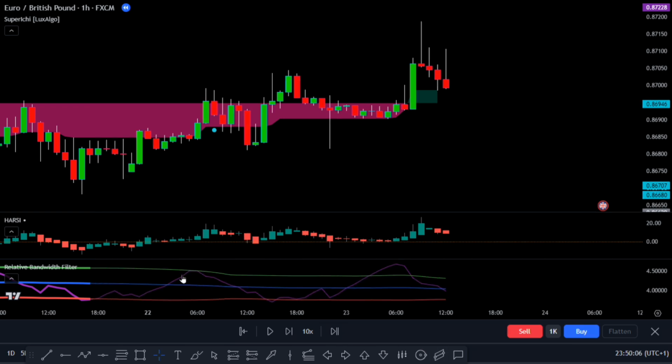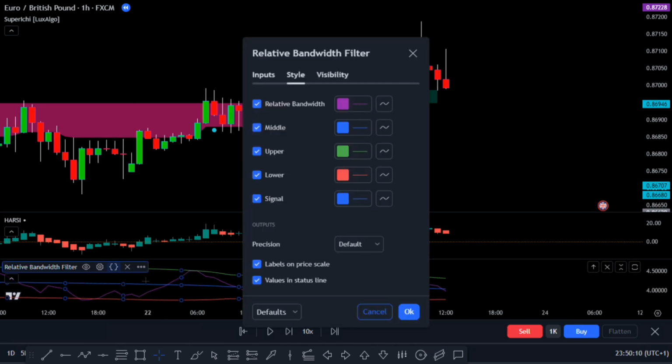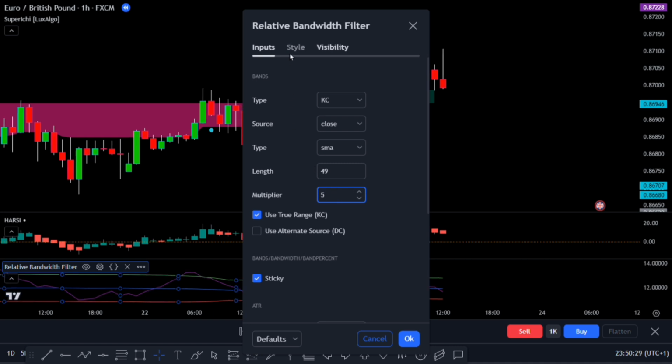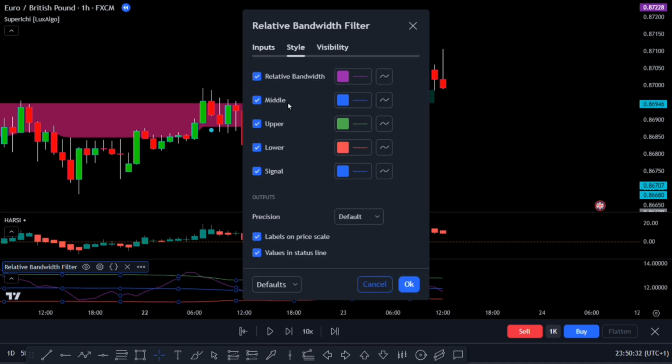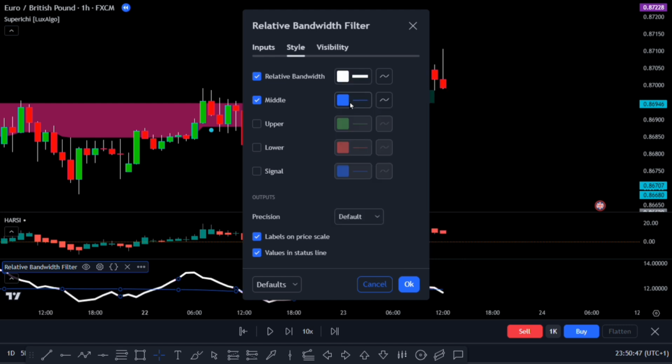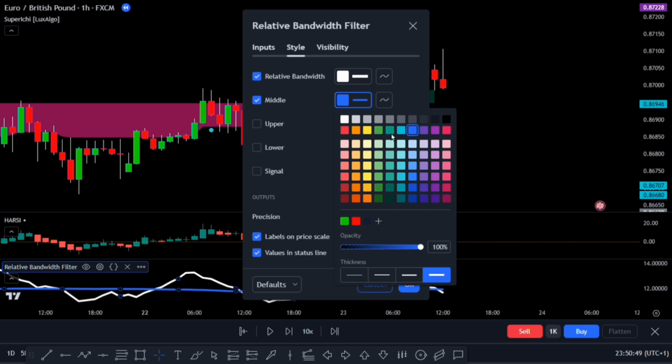To get started, we'll make a few adjustments in the settings. Don't worry, it's easy. In the input section, we will change the length to 49, and if we want even better results, we can tweak the multiplier to 5. Once we've reset those parameters, it's time to fine-tune the style for better visualization. We'll make things less cluttered by unchecking the upper, lower, and signal options. And here comes the fun part. We'll make the relative bandwidth stand out by increasing its boldness and making it a clean white color. To add some clarity, we'll also increase the boldness of the middle option and give it a brighter blue color.